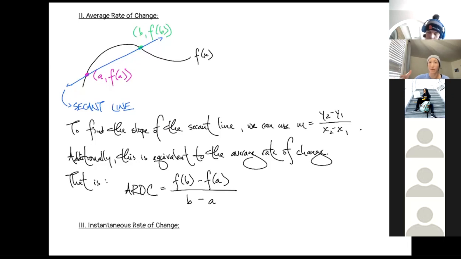So we're going to do the same thing. We're going to draw a picture. We're going to label it. We're going to add some vocabulary. And then we're going to describe in some sentences how this is similar, but also a little different from the average rate of change.